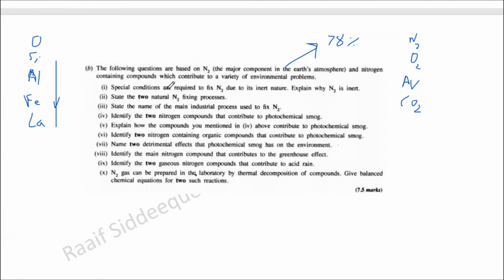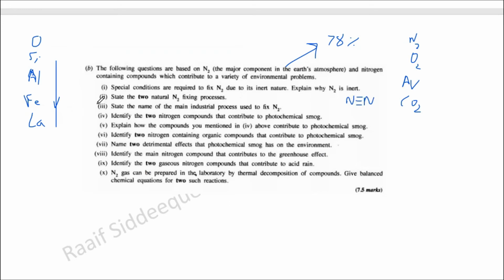So special conditions are required to fix N2 due to its inert nature. Explain why N2 is inert. So you need to mention there is a triple bond between nitrogen atoms in N2 molecules. So it needs a higher amount of bond dissociation energy. It needs a lot of energy to break this. Therefore, this is highly non-spontaneous in nature and it is inert.